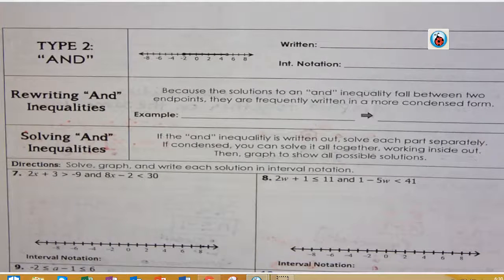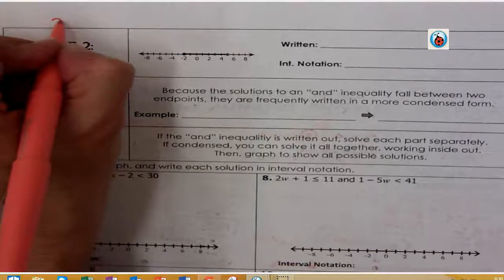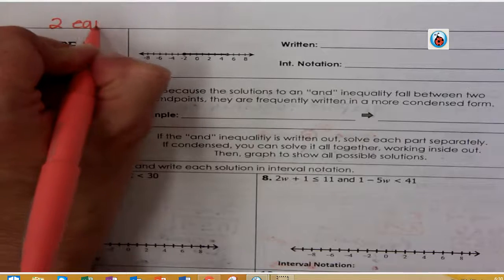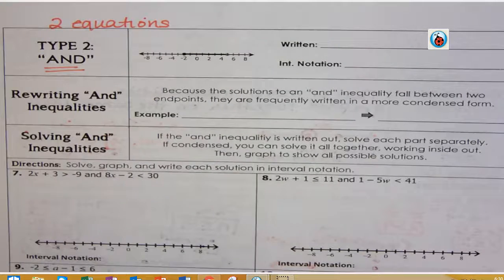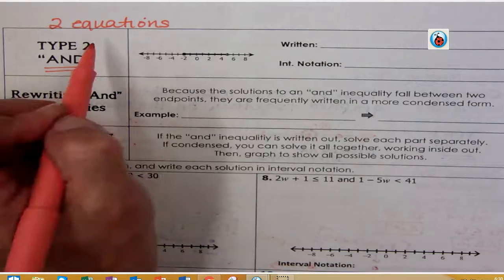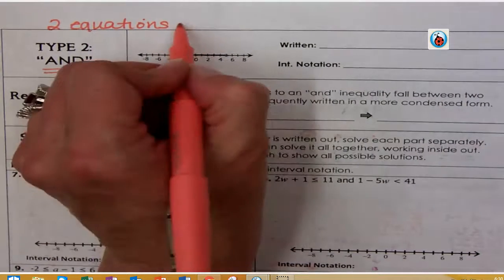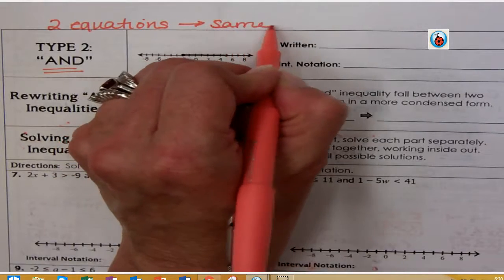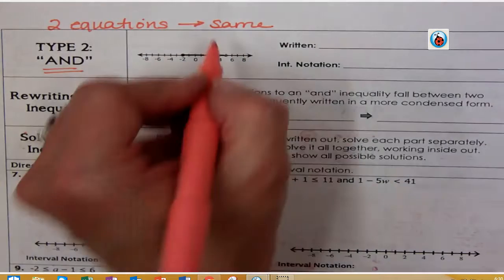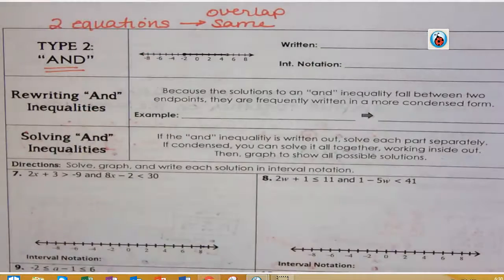Okay, last little bit. This is another type of equation, and these are our AND equations. Basically, it's when we have two equations but the numbers are going to be basically the same. They're going to overlap. That might be a good way to put it.